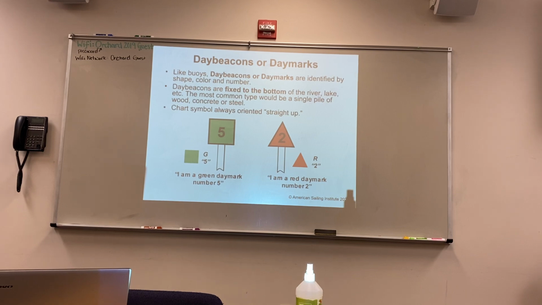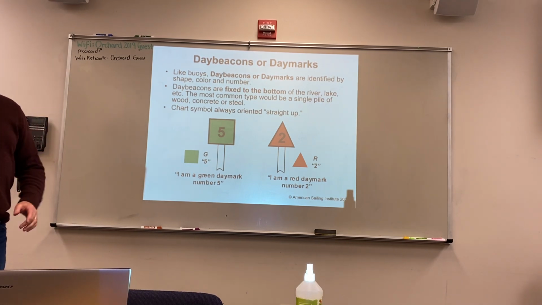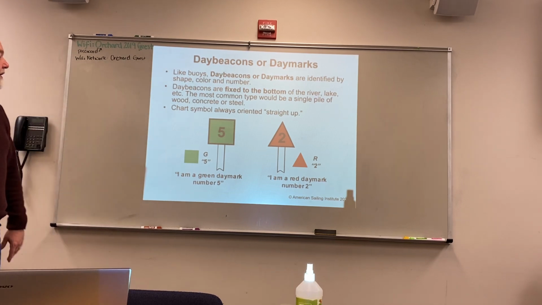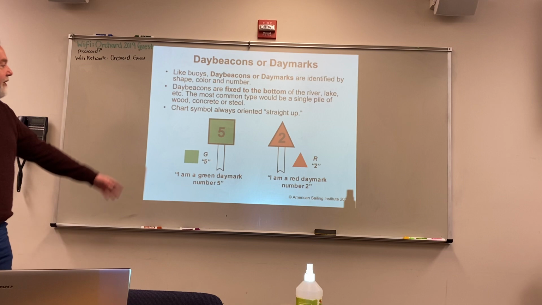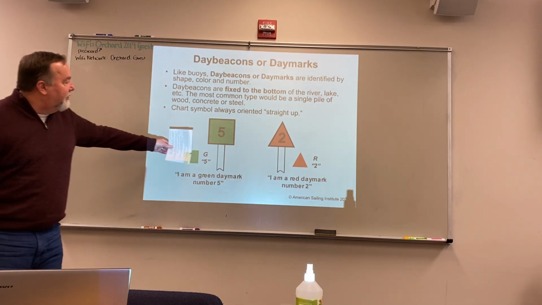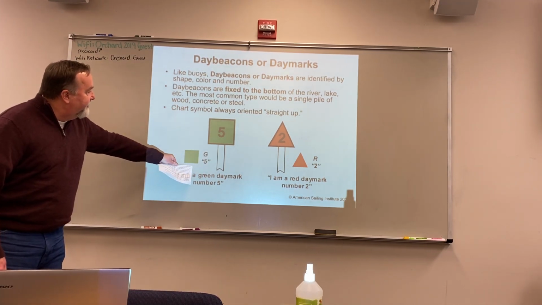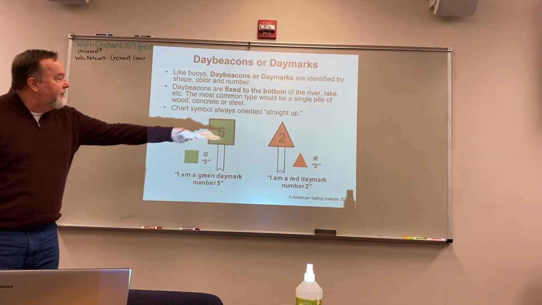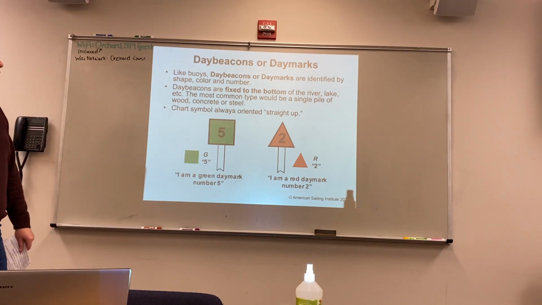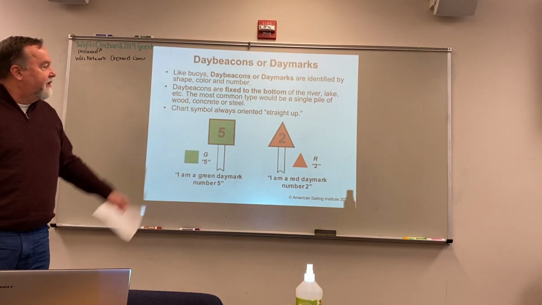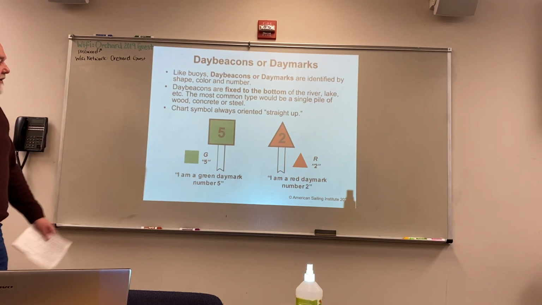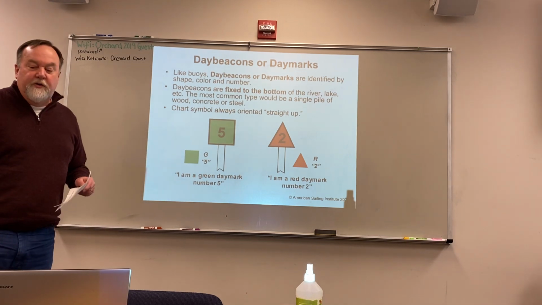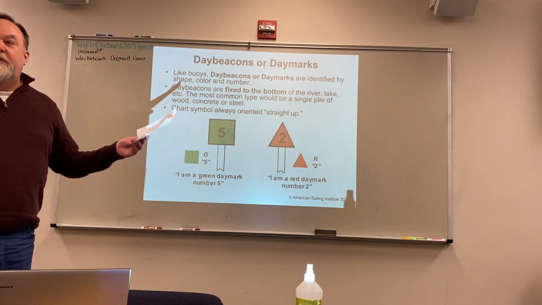They're fixed to either the bottom of the water body in very shallow water, or they're actually on the shore, again straight up. So we have a green unlighted day mark, which will say G5 on the chart with a square going straight up. Similarly, for red day mark number 2, we're going to see it as a number 2 with a red inside of a triangle, and on the chart it'll be a red triangle facing upwards. So green day mark number 5, red day mark number 2. Any questions?